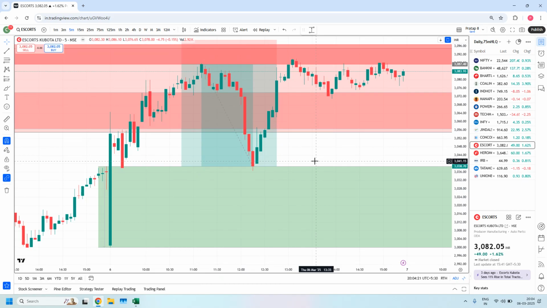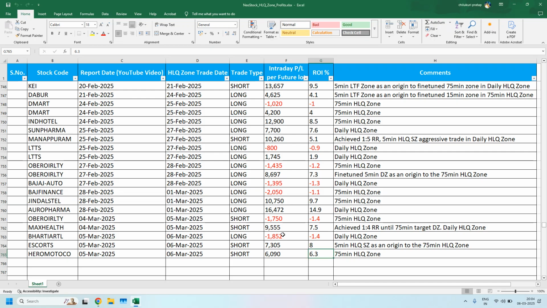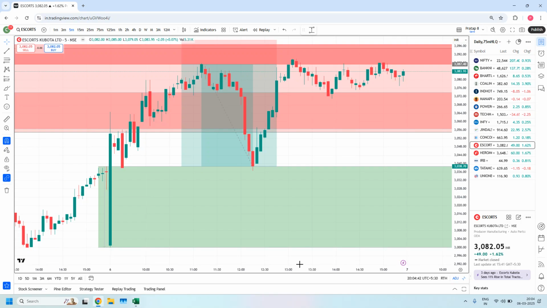If you have 2 lakhs investment, you would have got double the profit. You would have purchased 2 lots. If you invested 2 lakhs, here you would have captured around 14,500 rupees, and here 12,200 rupees or close to that. So this is the beauty of today's HLQ zones.